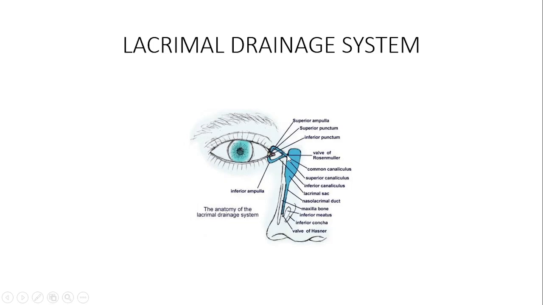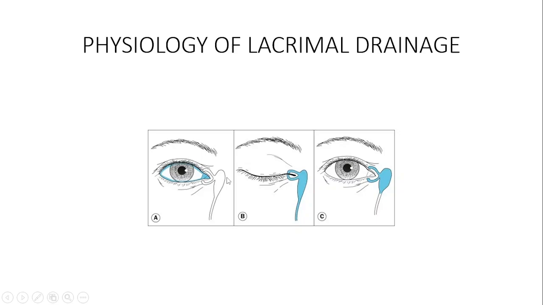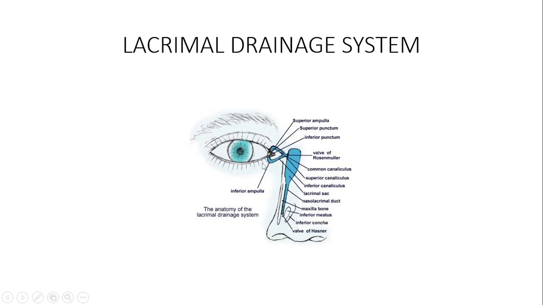What is the function of Rosenmüller valve? Like all valves do, its function is to avoid the return of tears from the sac into the canaliculus system, that is, to avoid reflux of tears from the sac into the canaliculus system.